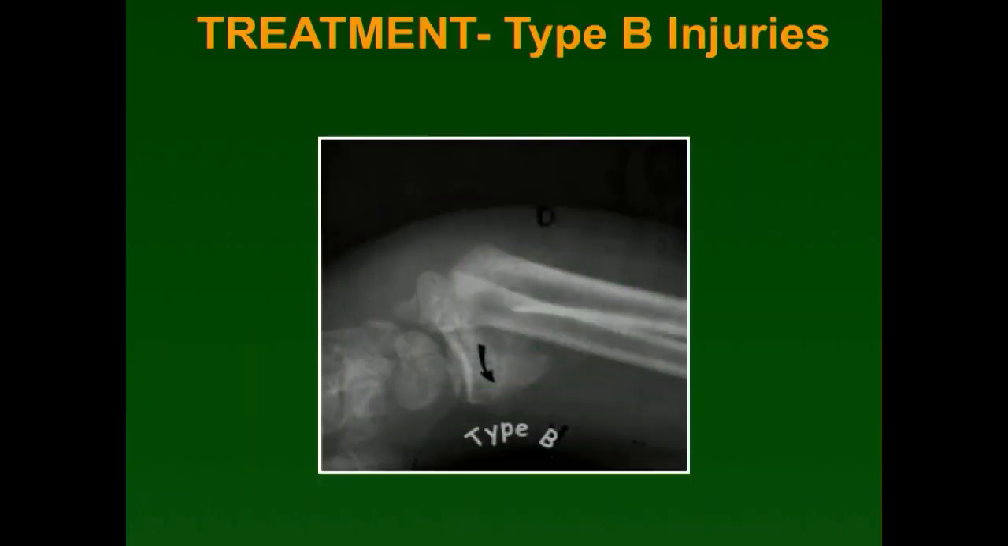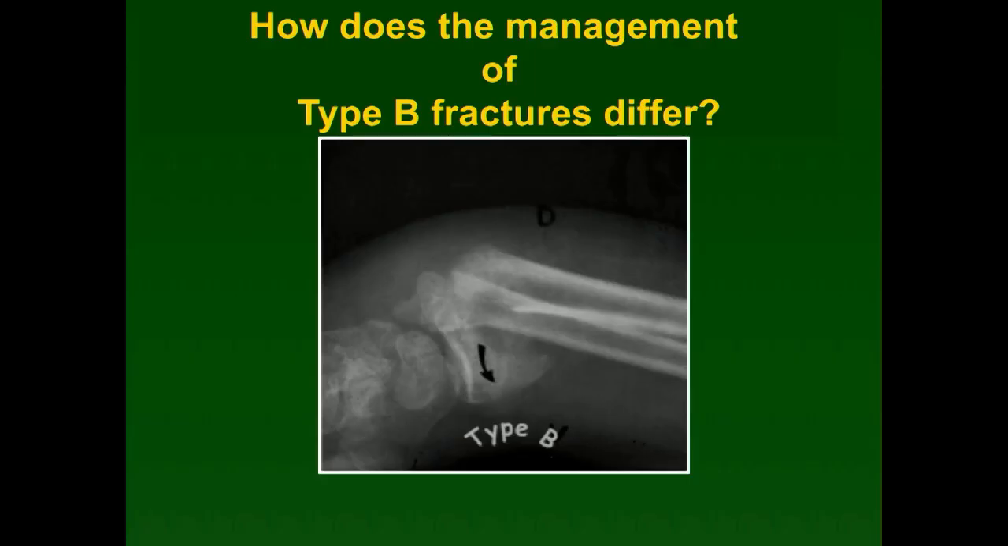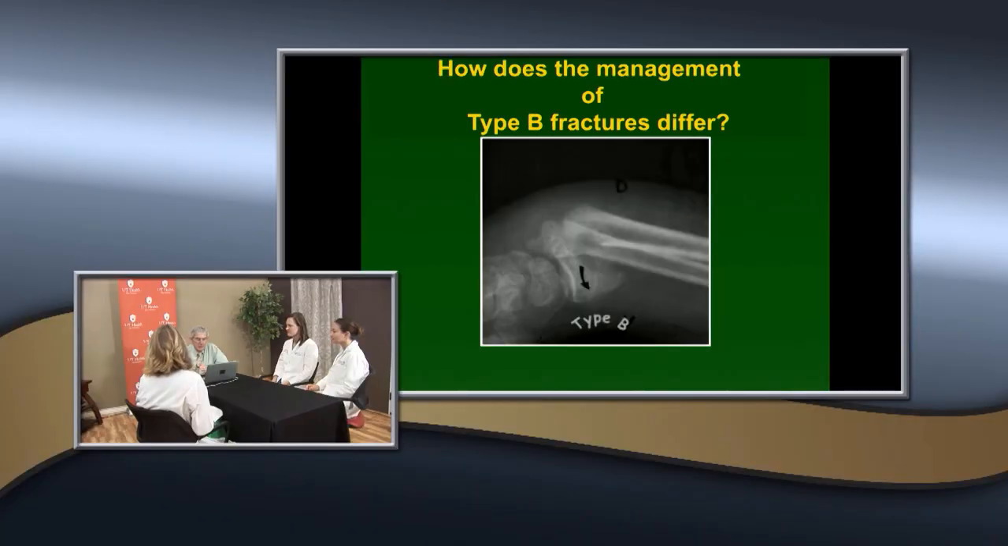Now, what type is this? That is a type B. Very good. So how does this differ? It's harder to maintain the reduction. That's right. And what about getting your reduction?